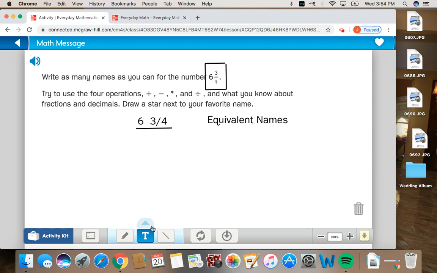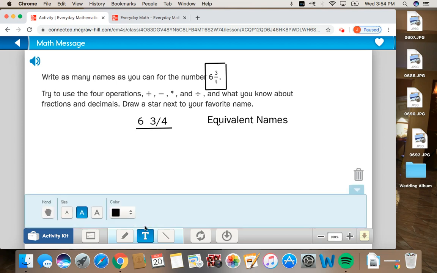I'll start with an addition one, and I'm just going to use a text box under here. For my addition one, I was thinking of how we used to decompose numbers. You pull the number apart, the whole number and the fraction, and then once we put them back together, we arrive at that answer, 6 3/4.